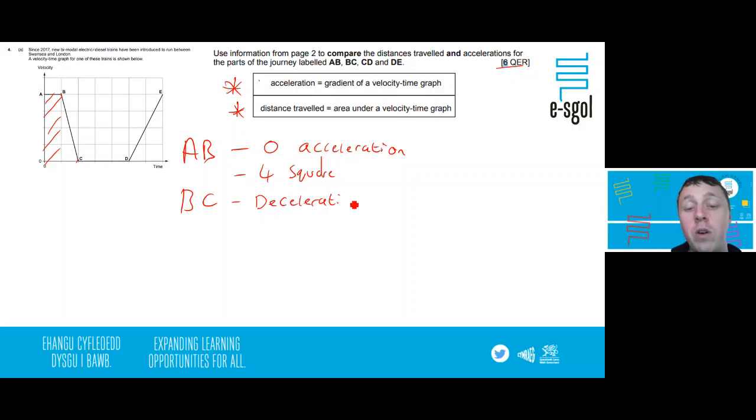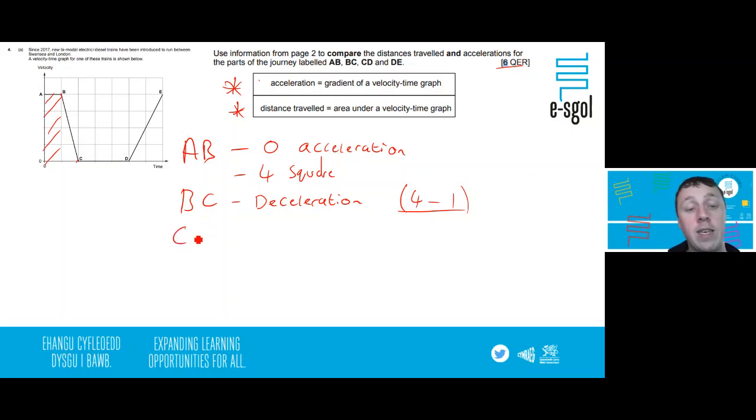And again, even though there are no numbers, there's nothing stopping you from commenting on how much that gradient is. You could say it decreases by 4 squares across in 1. So even though we don't have the numbers, you can think about commenting, but it's not necessary because you're just trying to comment on the shape of the graph.